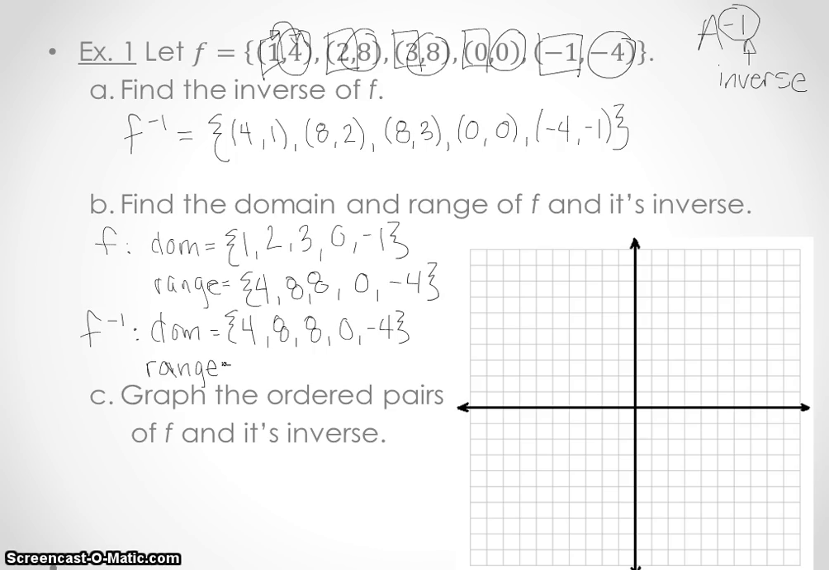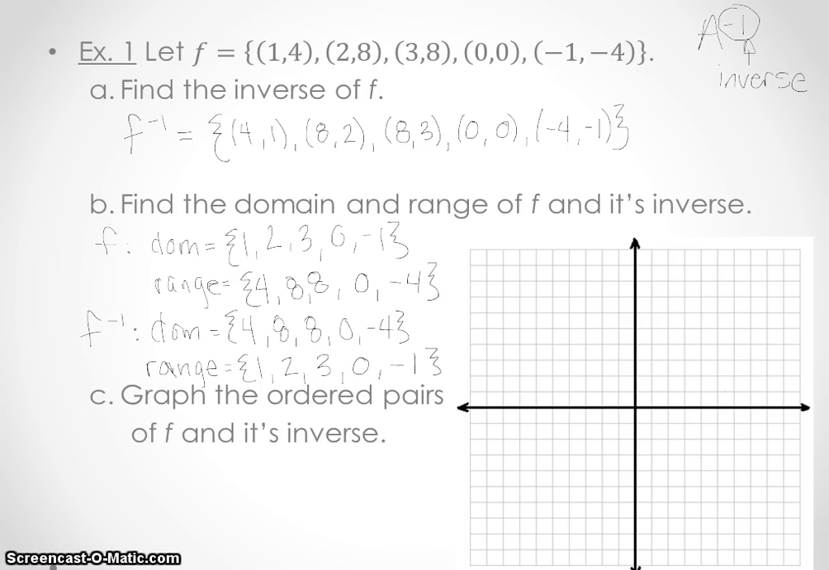So now my range was going to be the domain originally. So 1, 2, 3, 0, negative 1, which is exactly what we had here for our domain. So notice they just flip-flopped. Okay, that's supposed to happen.